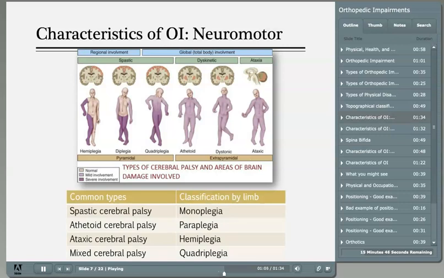Spastic cerebral palsy is characterized by very tight muscles occurring in one or more muscle groups. Athetoid cerebral palsy involves movements that are contorted, abnormal, and purposeless. Ataxic cerebral palsy is characterized by poor balance and equilibrium in addition to uncoordinated voluntary movement. Mixed type involves a combination of types, such as spastic and athetoid.